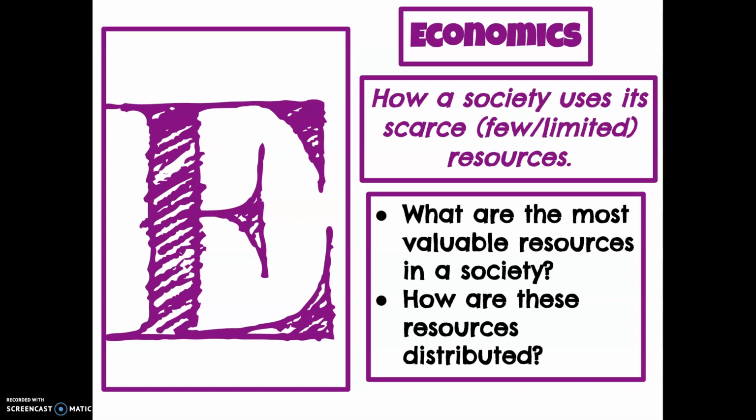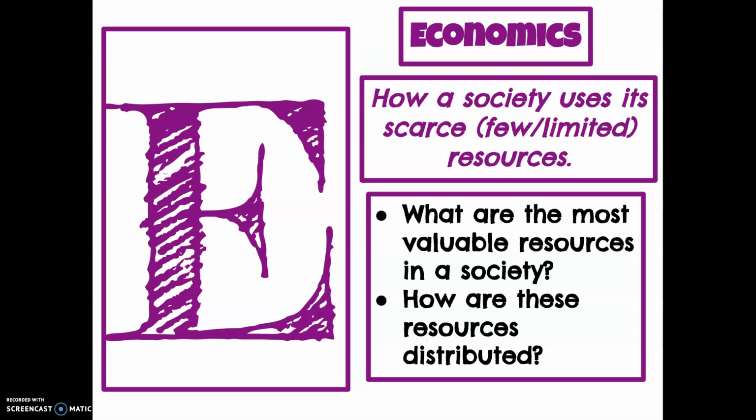So if you could write down economies or economics: how a society uses its scarce, few, or limited resources, and how they use them to get what they need. So now our resources tend to be money. When you get a job, you get money and use that to buy the food that you need, to pay for the housing where you live, to buy the clothes that you need or items that you need for school or for your job.